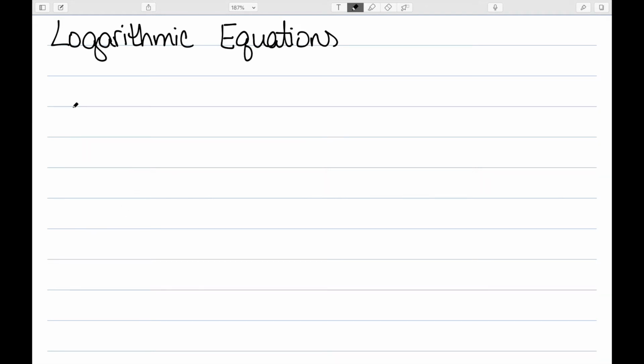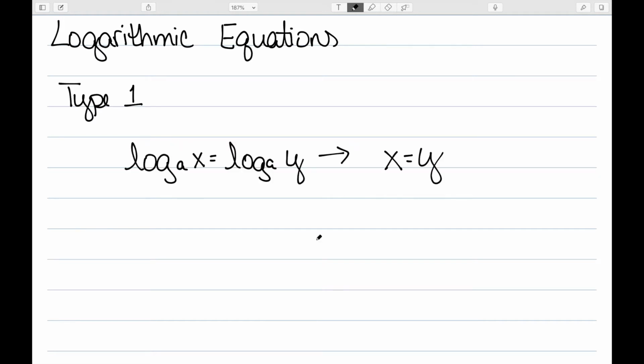In this video, I want to look at solving logarithmic equations. And just like with exponential equations, there's going to be two types. So type 1: log base a of x equal to log base a of y implies x equal to y. So if I have a single logarithm on each side, then I can just say x is equal to y.